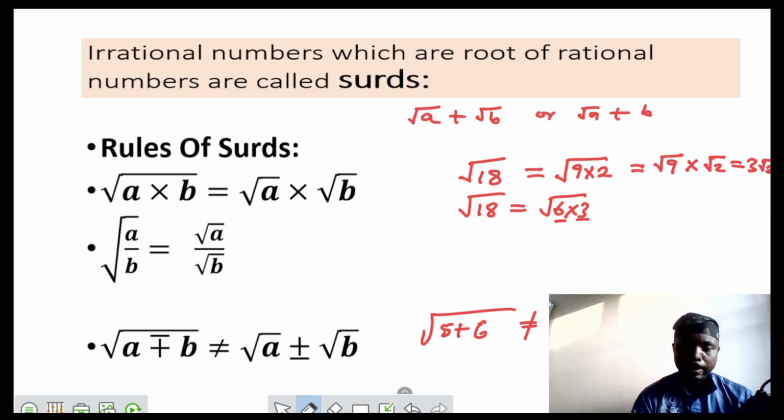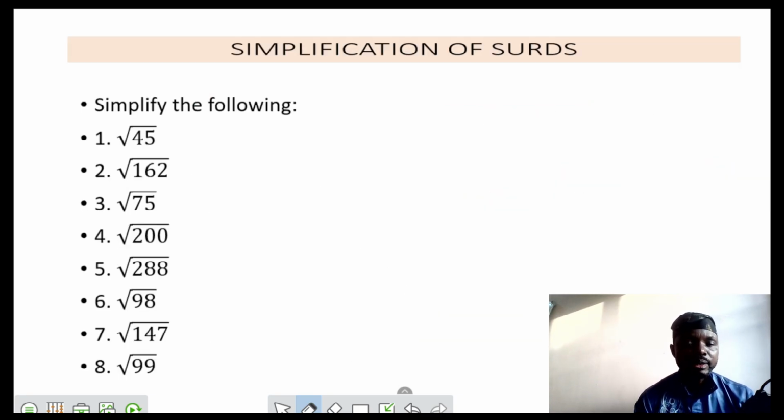And the next slide is: simplify the following surds. To simplify the following surds, like I said, you break the number into two multiples whose product will give you the number.